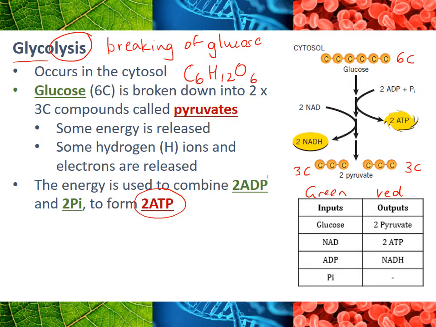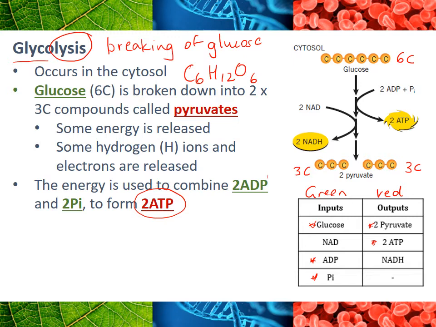So if we look at our inputs over here, we had the glucose in first, and that became 2 pyruvate. We've added our ADP and our phosphate, so our unloaded coenzyme there has picked up a phosphate and become 2 ATP. Now remember that this is respiration. The purpose is to make ATP. So some of them come in this stage.